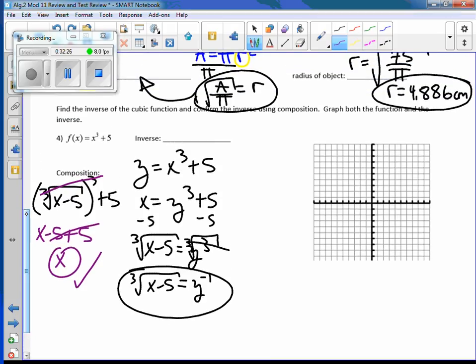So let's see what else we got here. Okay, it says graph the function and the inverse. All right. So the original one, x cubed plus 5, is going to have a y-intercept of 5. 1, 2, 3, 4, 5. So here it is.